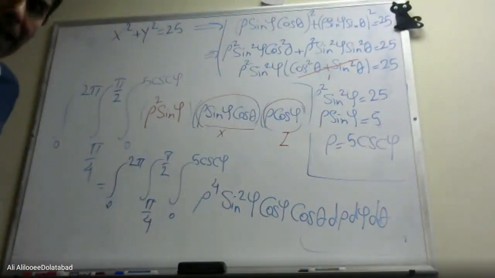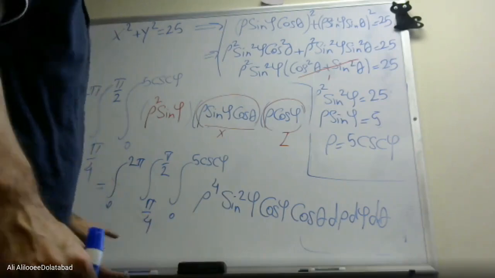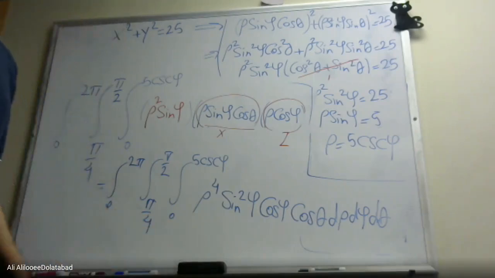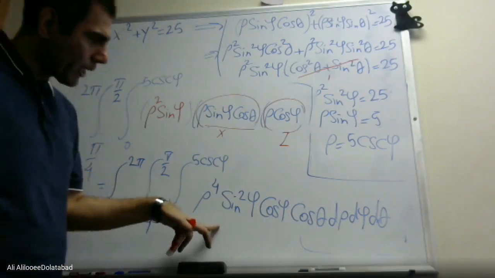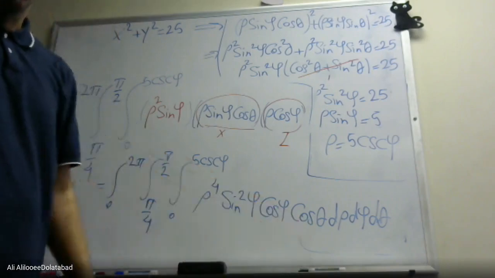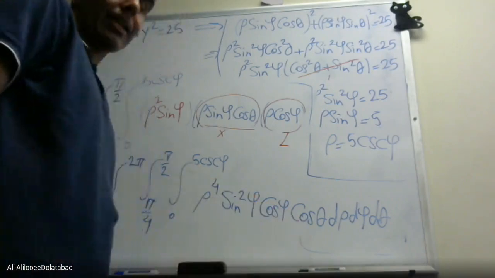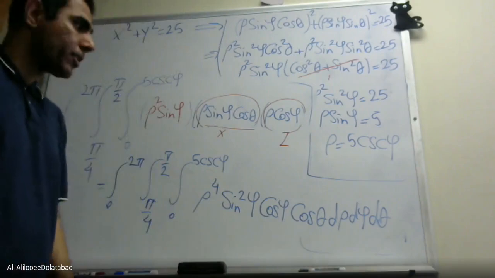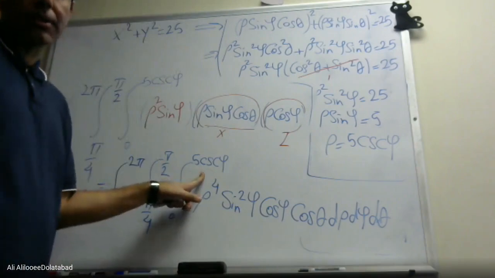Okay, again, we can ask the same question. Is it possible to write this integral as the product of three integrals? Because the function is separable, because you have rho, phi, theta. But it cannot be written, this integral, as the product of three integrals. Why not? Because this bound is not constant.